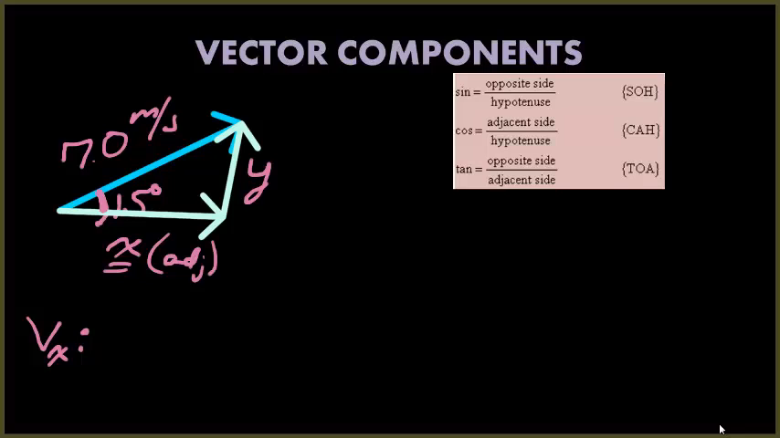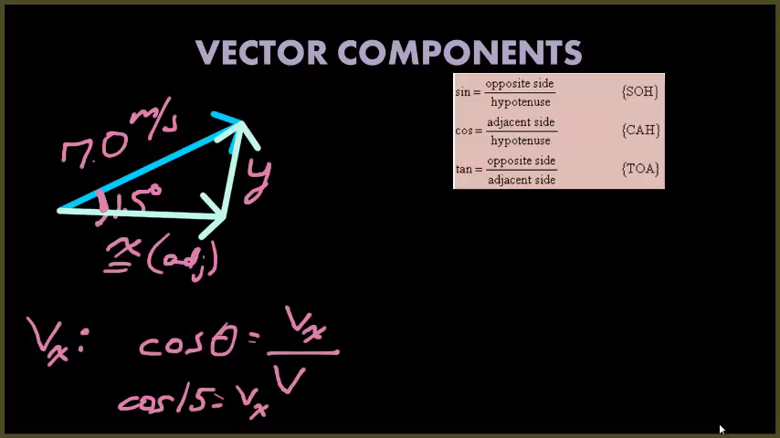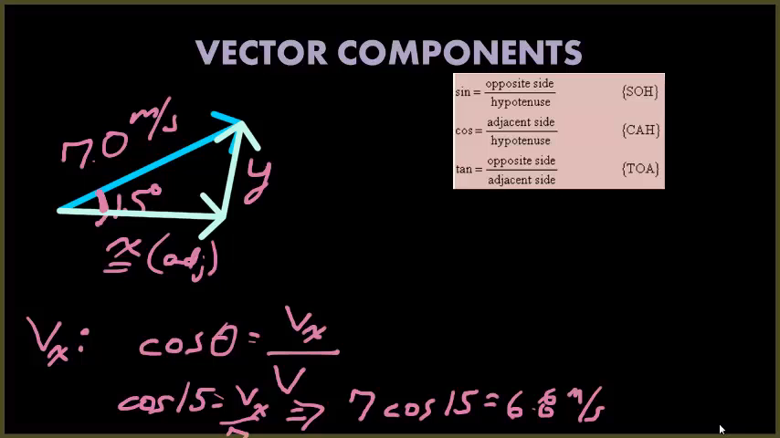So I'm going to use the cosine function. When I set this up, the cosine of our angle is going to be this x component of our velocity over the hypotenuse, which is just our velocity. If I put numbers in, cosine of 15 is my velocity in the x direction divided by 7. To rearrange this equation, the way you type it in your calculator is 7 times the cosine of 15. When you plug that into your calculator, you should get an answer of 6.8 meters per second.